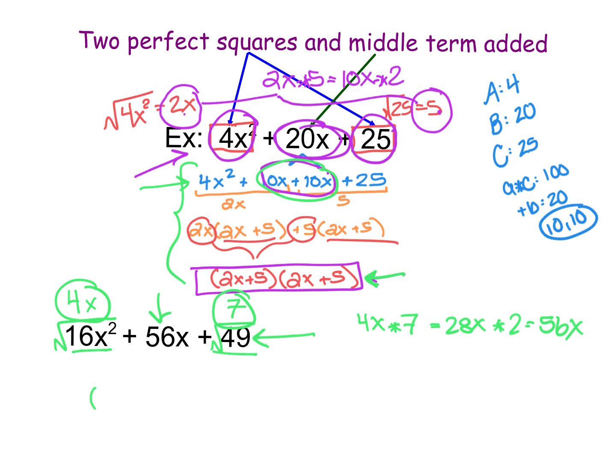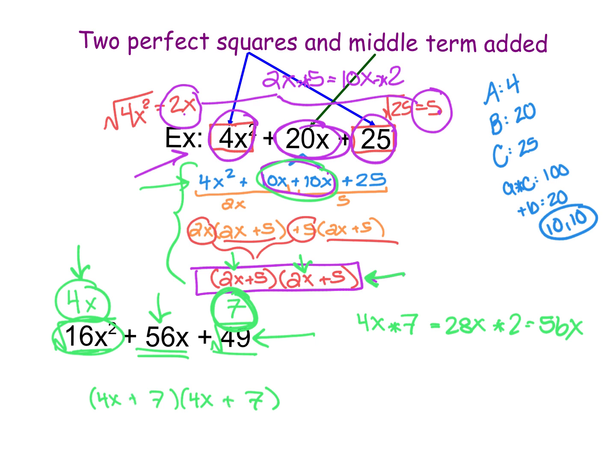So instead, we know there's going to be two parentheses. We know that the first two numbers in each parenthesis come from square rooting that first term. So when we square rooted 16x squared, we got 4x. So now we can put the 4x here. Then the second term comes from square rooting the third term. In this case, it's 7. And because this is positive in the middle and we need a positive 56, we would add them together.